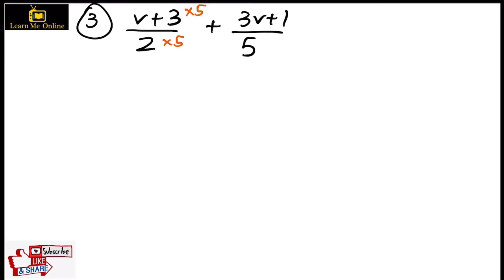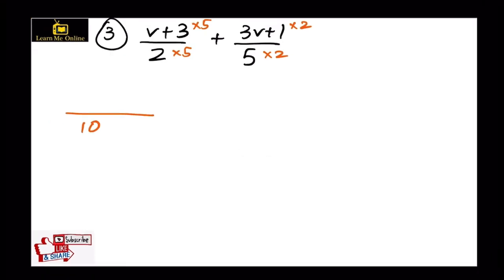Having the third example now, which is v plus 3 over 2 plus 3v plus 1 over 5. I'm going to do the same thing to make the denominators the same. So times by 5 here and times by 5 at the top. Times by 2 here and times by 2 at the top. We have the common denominator now, which is 10.